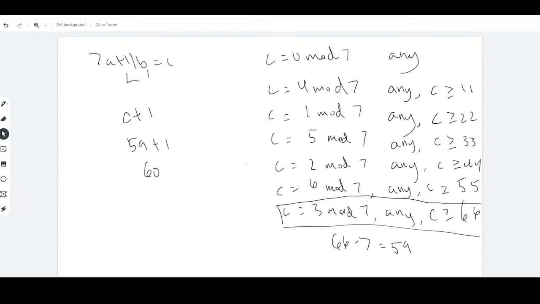And I can pull up the answer here for the 2010 team round. And yeah, the answer for number 8 is going to be 60.